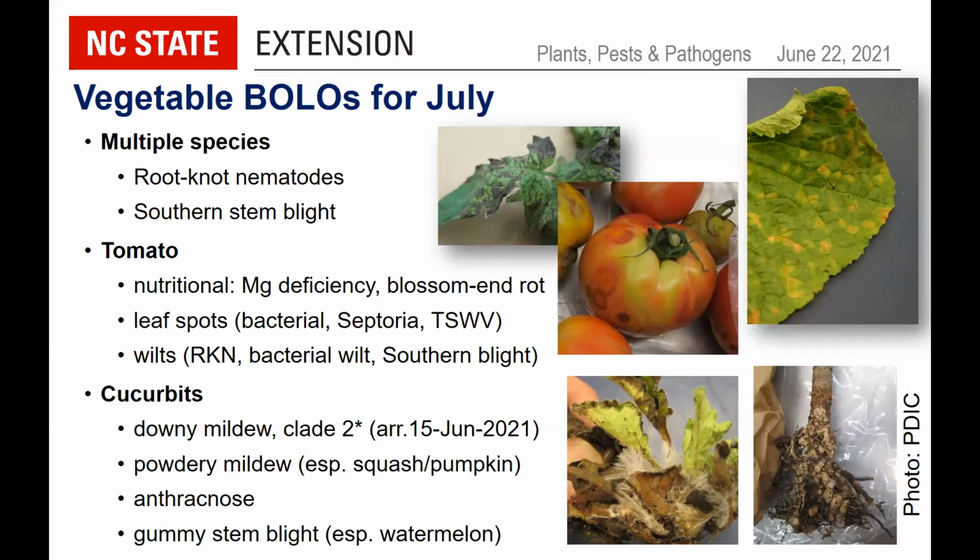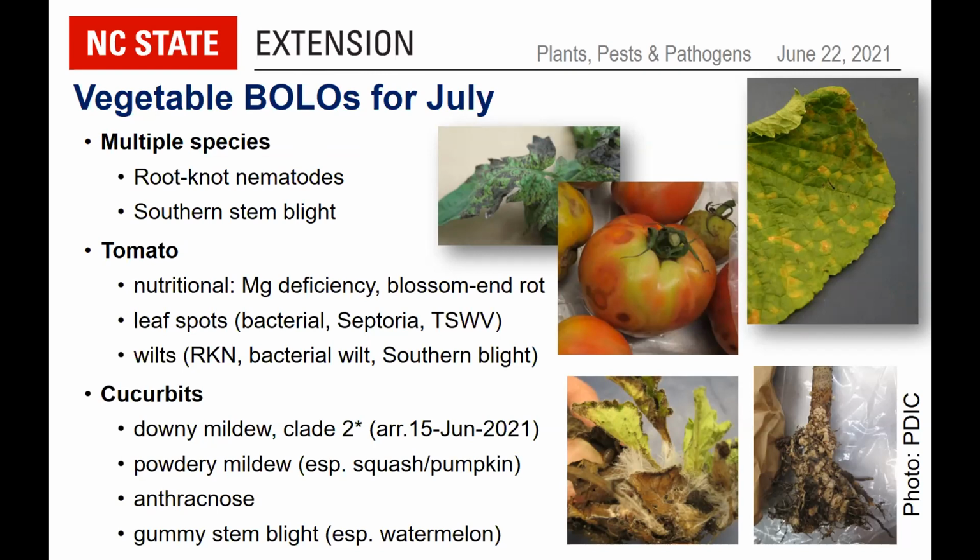As of last week, downy mildew on cucurbits has been confirmed in North Carolina. It does not overwinter here. It has to arrive each year from points south. And it was confirmed as of the 15th. It's clade 2. I've never actually talked about or used this term clades, but in the cucurbit downy mildew, there's the clade 2, which is going to tend toward the cucumbers and the cantaloupes, versus clade 1, which is going to be more on your pumpkin, squash, and watermelon.